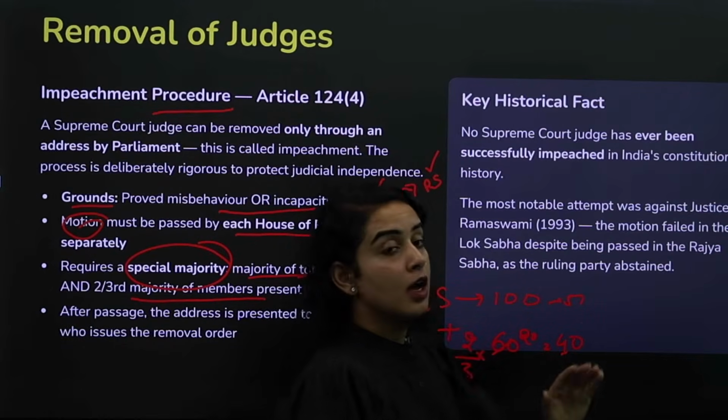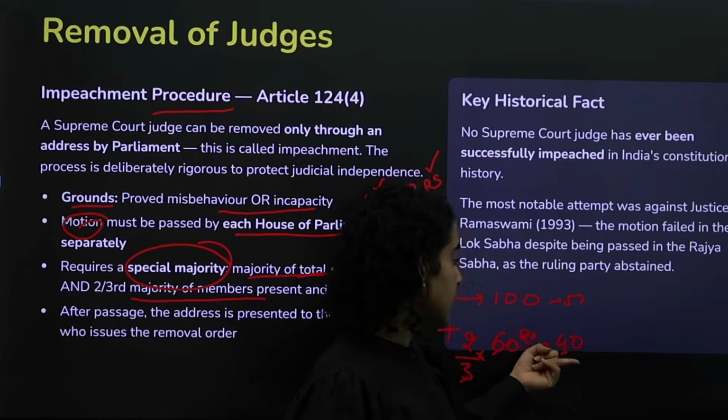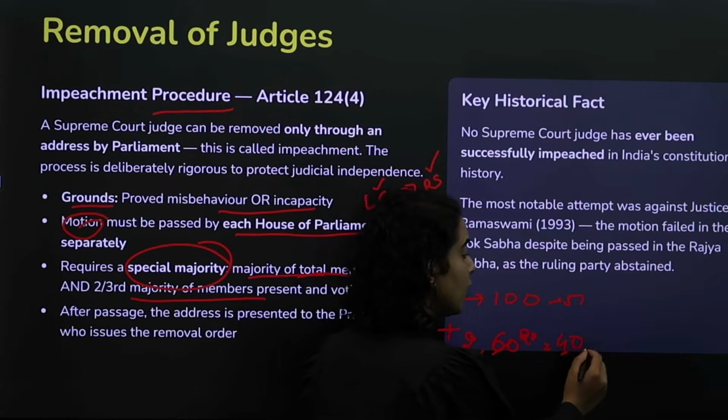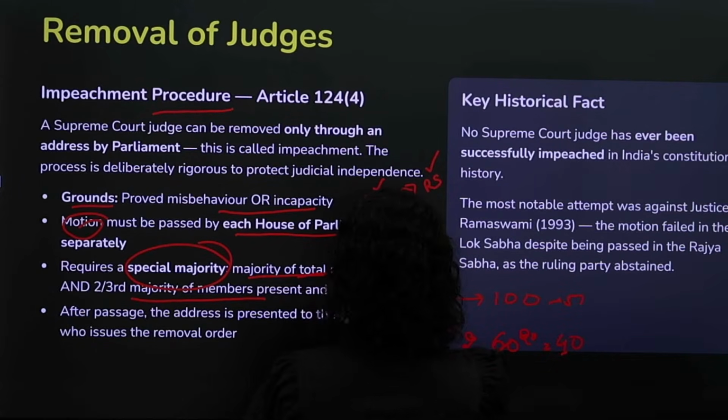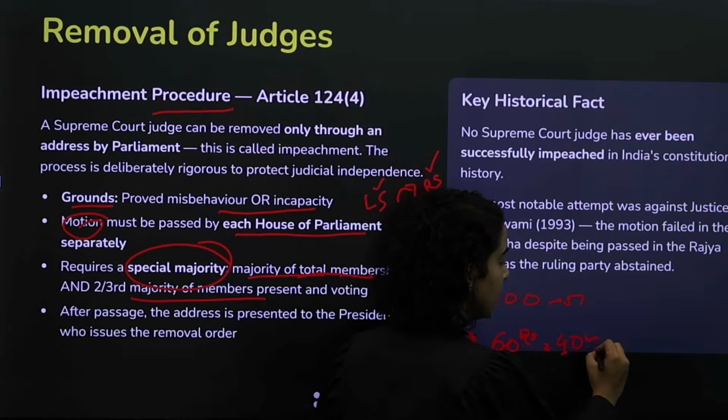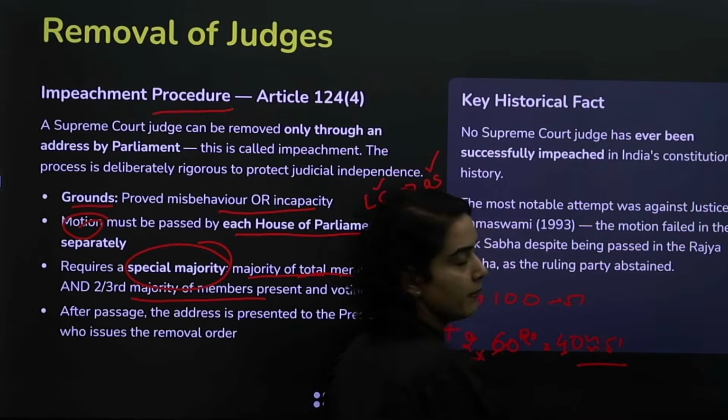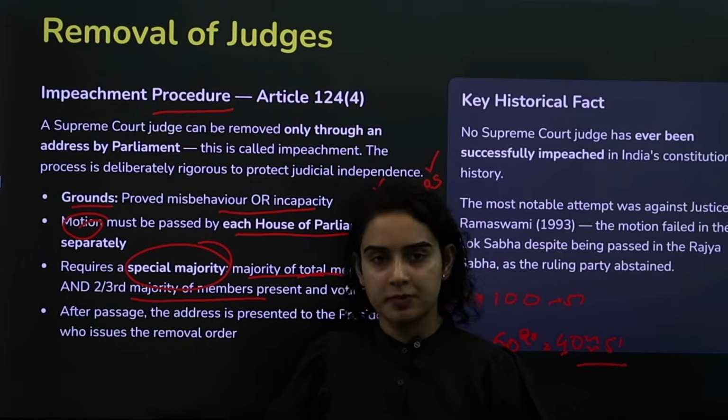That means this number should be equal to or higher than the majority of total membership. This number should have been equal to or higher than 51. Only then could that resolution have been passed.